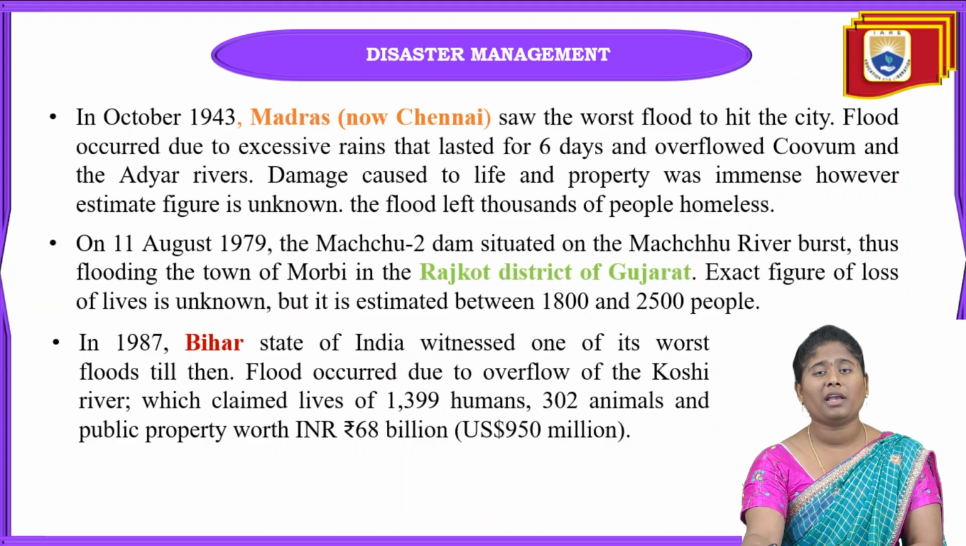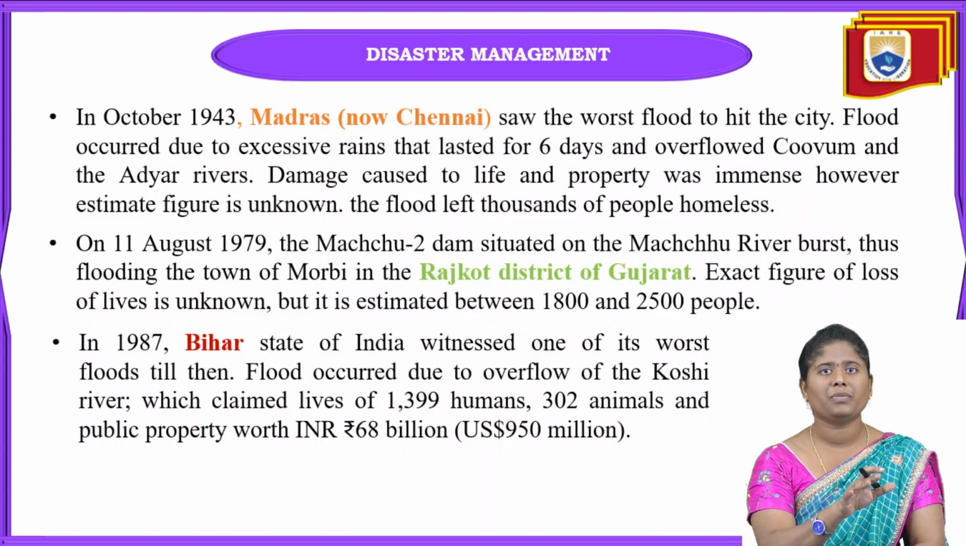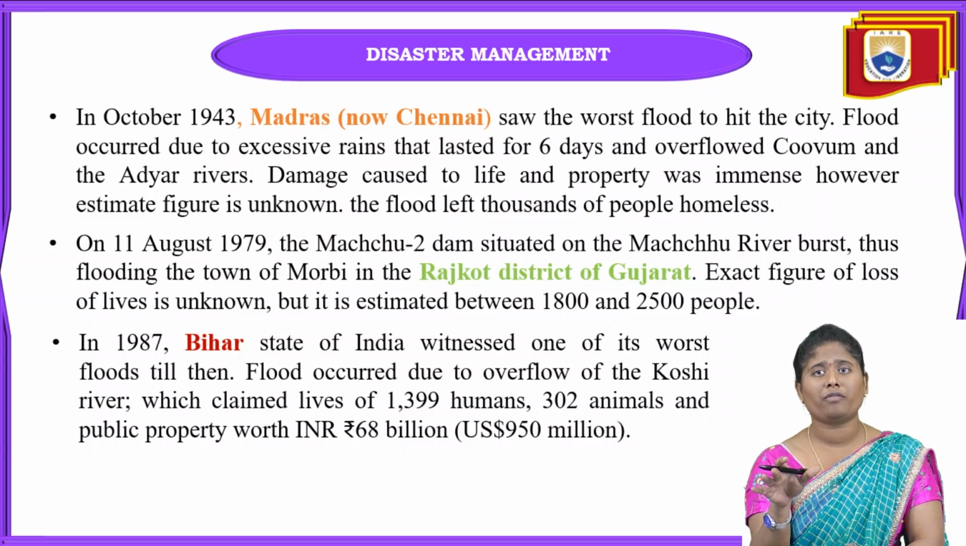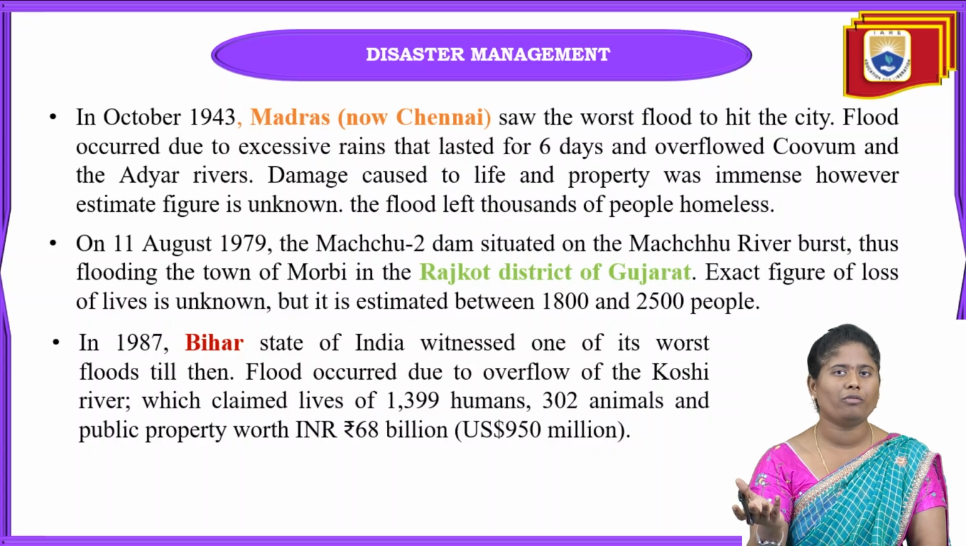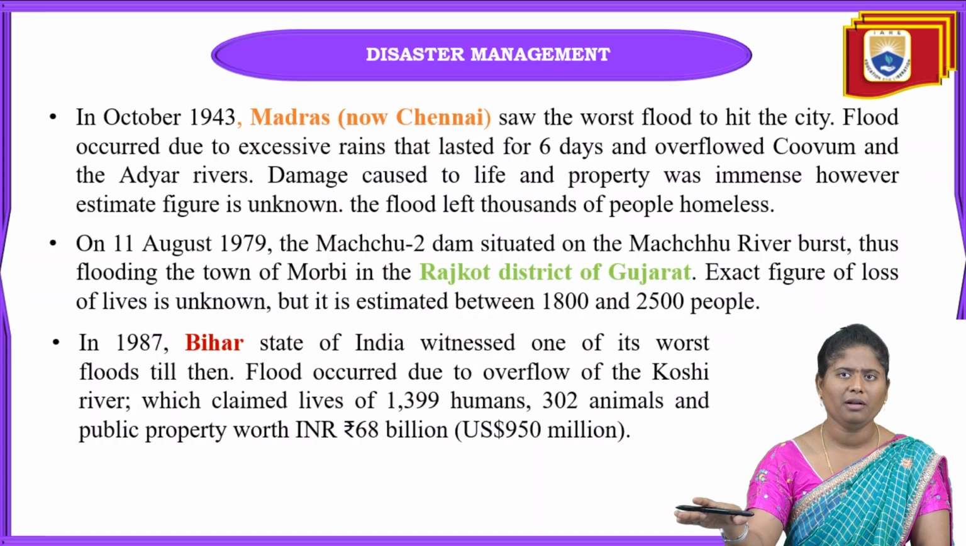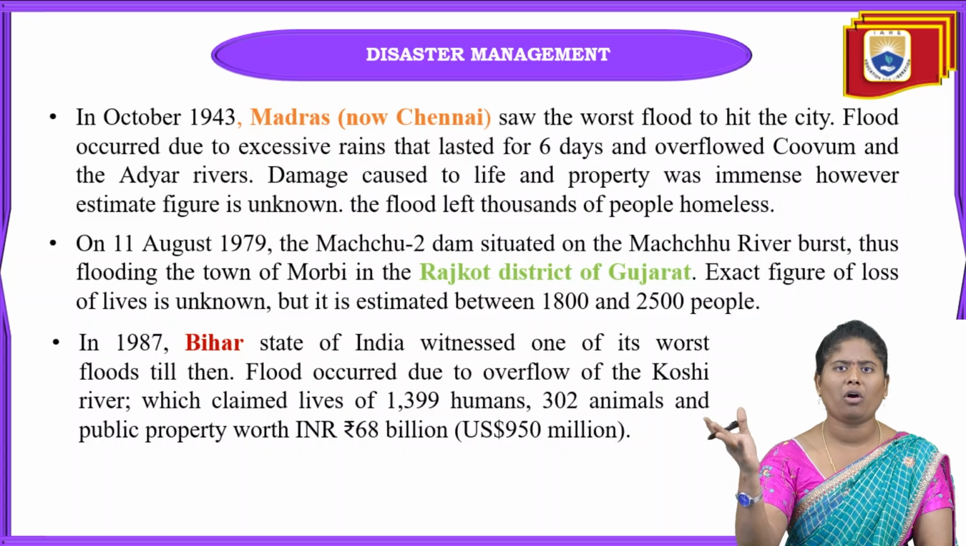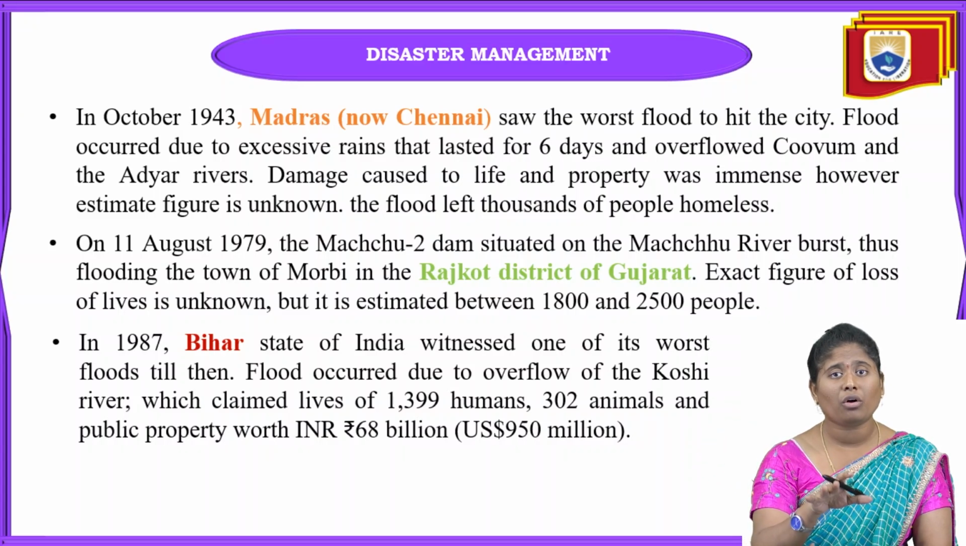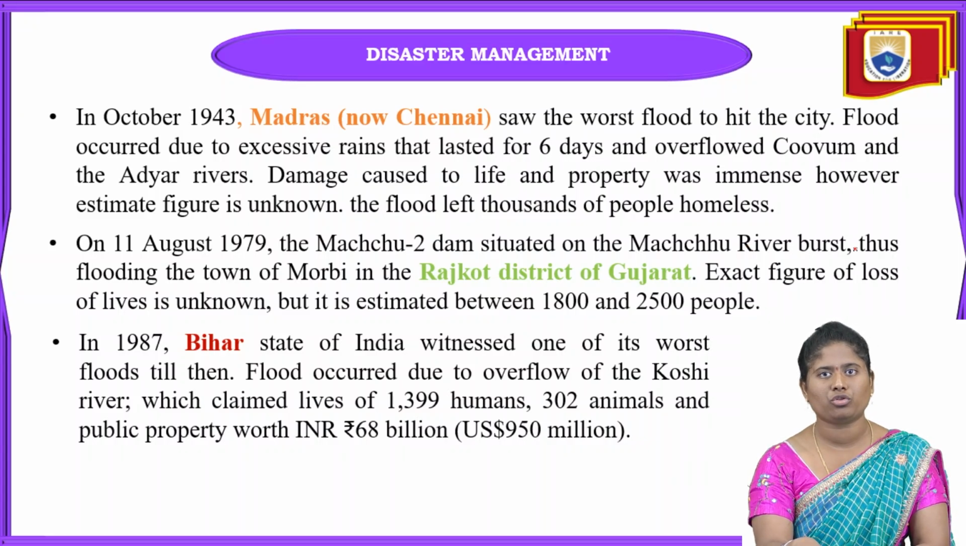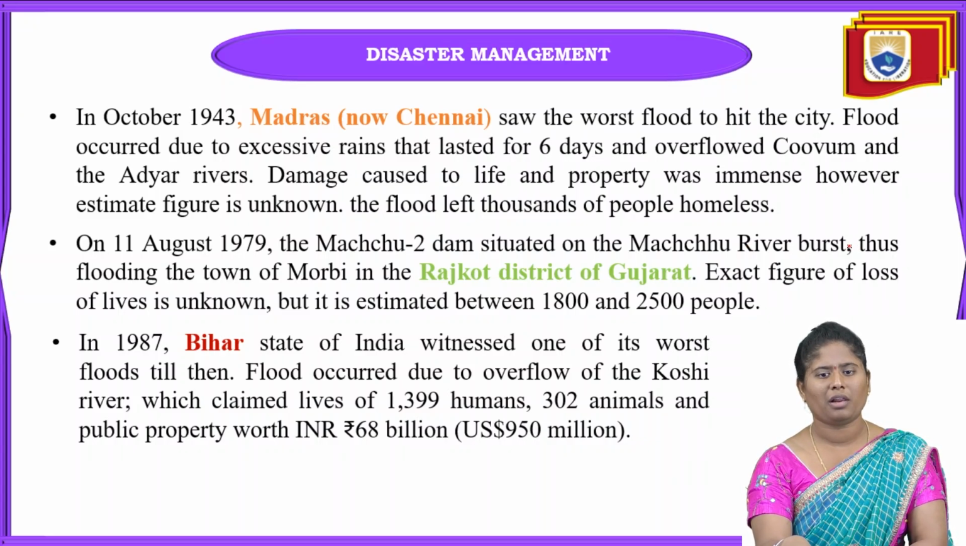Here the excessive rainfall lasted for 6 days. Because of those 6 days of excessive rainfall, the nearby rivers like the Adyar and also the Cooum overflowed. Obviously, if any river overflows, it will go towards the downstream, to low lying areas. Because of these floods, there was so much damage to property and also to life.